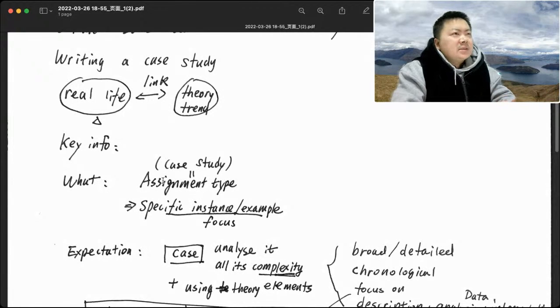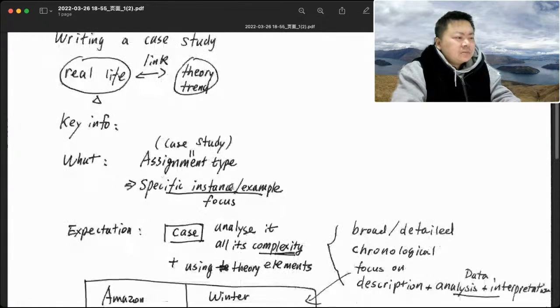The guide told me that it has two types of case study, and one is a kind of research type, the other is assignment type. And that is perfect because I'm going to do an assignment given by my teacher. It further says that I need to focus on specific instance and example. Focus on specific instance or example.